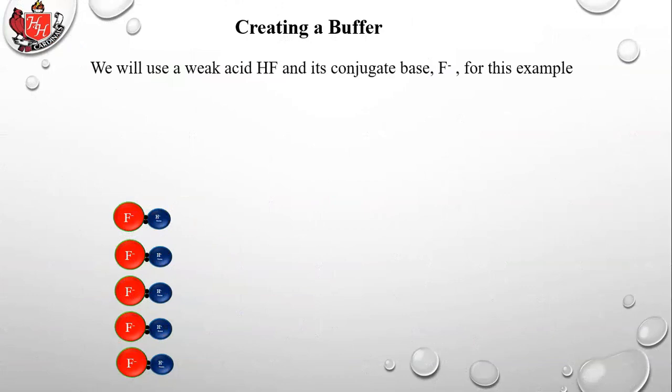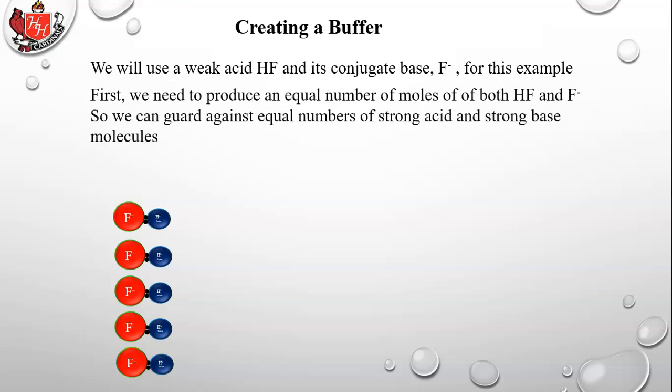So we will use a weak acid, hydrofluoric acid, and its conjugate base for this example. So there you see 5 hydrofluoric acid molecules. And let's just say, for the sake of keeping the numbers simple, that 1 out of 4 of those hydrofluoric acids dissociates in water.